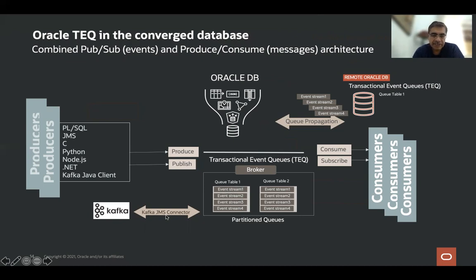You get a Kafka JMS connector, so you can interoperate with Kafka. You can also get a Kafka Java client. You can publish and subscribe with Kafka Java code, and then queue propagation happens at an event stream level, right? So again, very similar to AQ, just that you get the nomenclature of queue tables and event streams, and very similar to what you are perhaps familiar with in Kafka with topics and partitions, right? So topics and partitions in Kafka map to queue tables and event streams in TEQ.